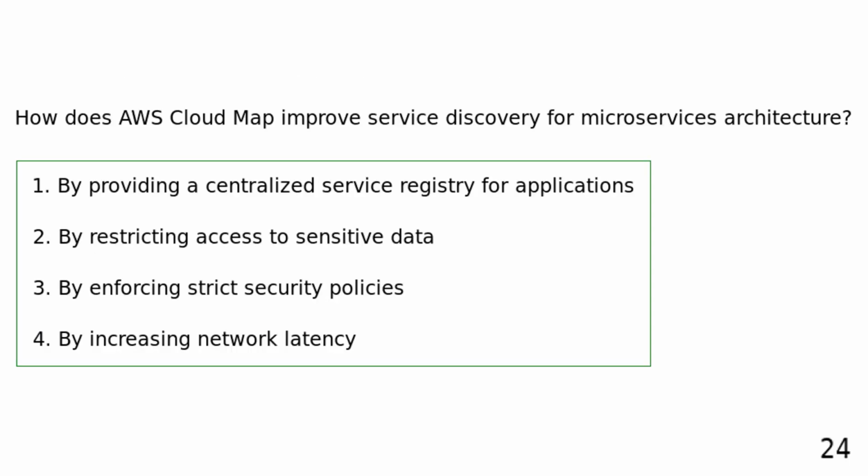How does AWS Cloud Map improve service discovery for microservices architecture? By providing a centralized service registry for applications. By restricting access to sensitive data. By enforcing strict security policies. By increasing network latency.